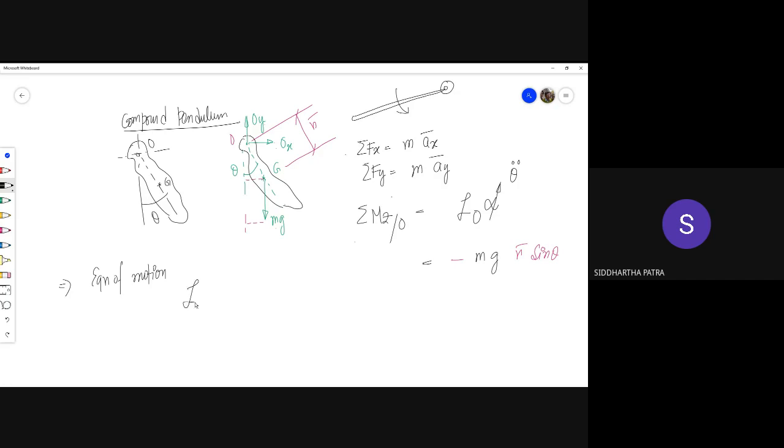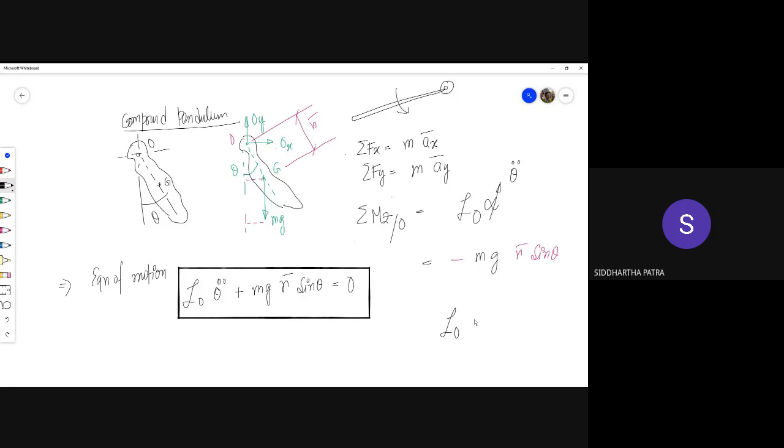And that equation of motion says I_O theta double dot plus m g r bar sine theta equals 0. That is the equation of motion. Now the moment of inertia about O is simply the moment of inertia about the center of mass plus m times r bar squared.